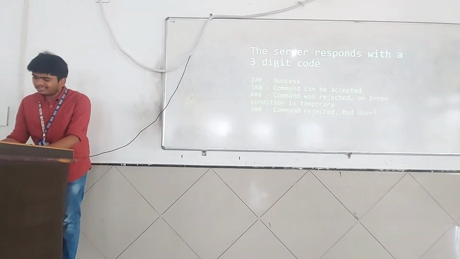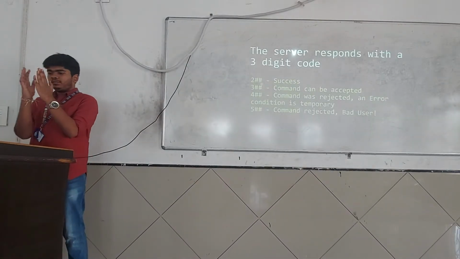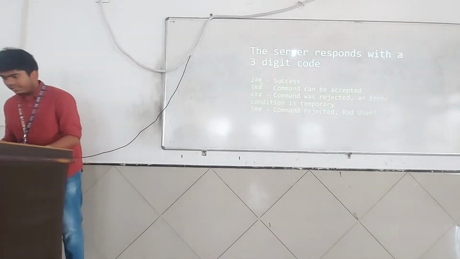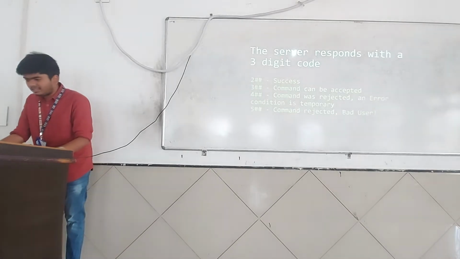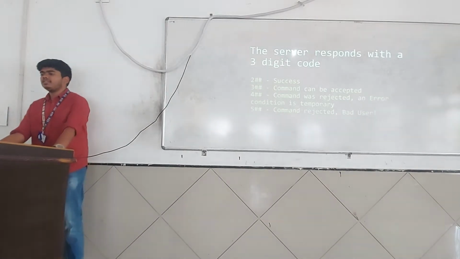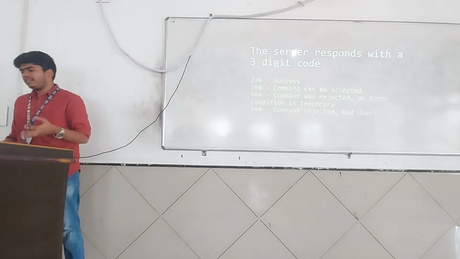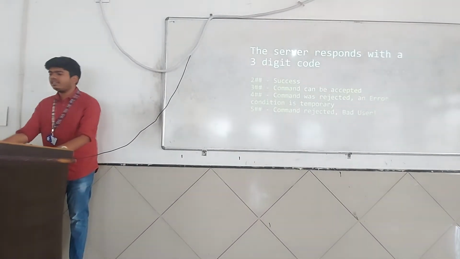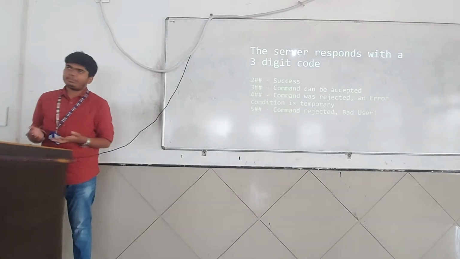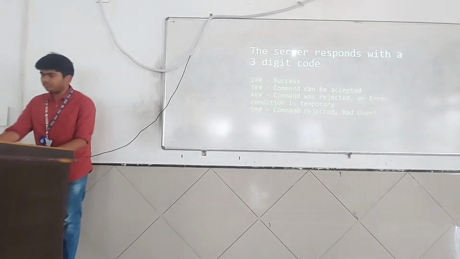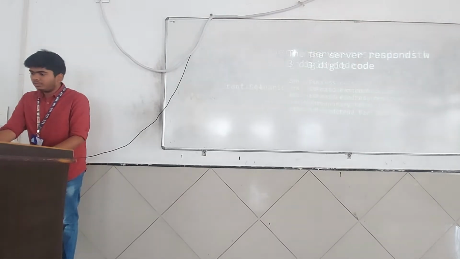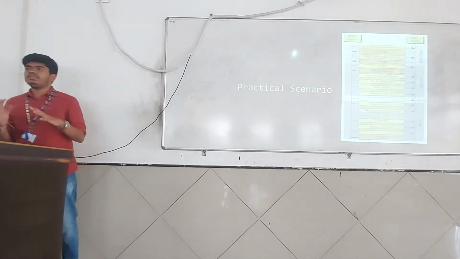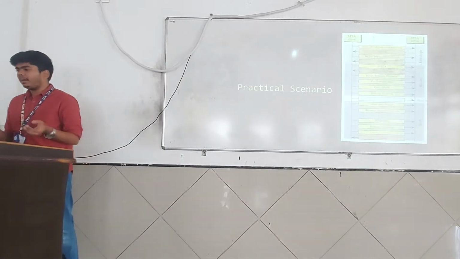Here, if the code starts with the number 2, then it indicates success. Otherwise, starting with 3 means accepted, and 4 means rejected due to some temporary error condition. And 5 means the command has been rejected due to some network protocol issues. This is a 3-digit code, and this is the way in which the message or the mail gets transferred from a client to a server.